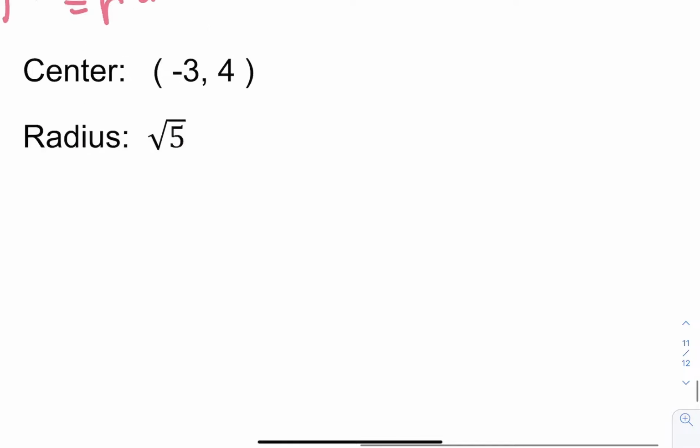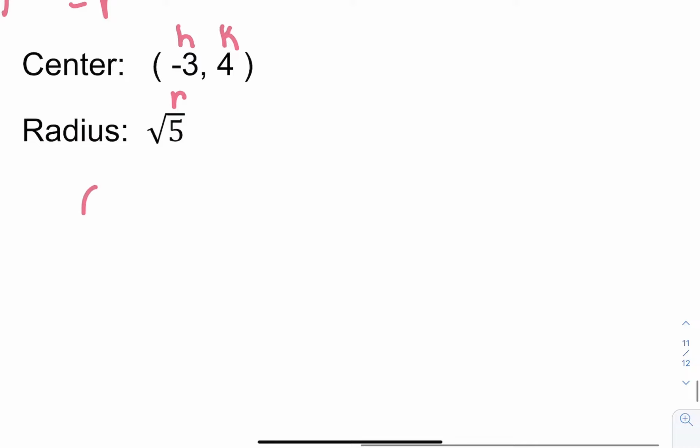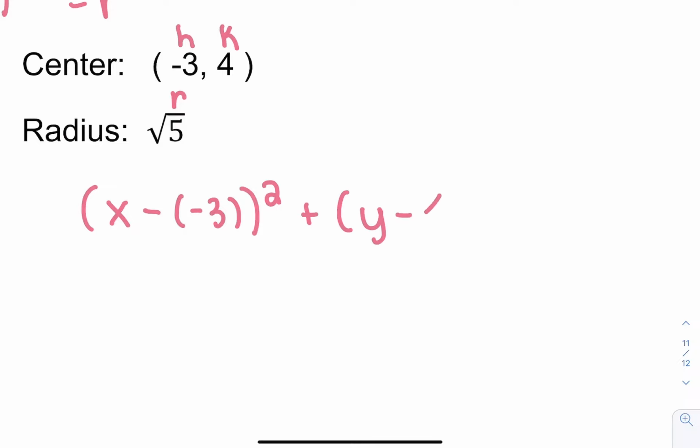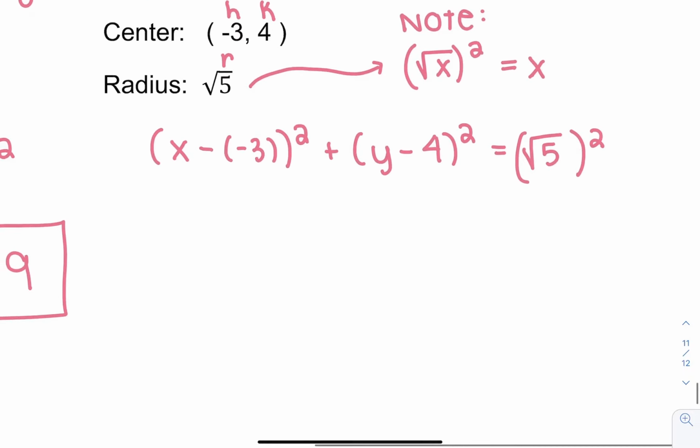So our center, I like to label it H, K, and I like to label my radius R. That means this becomes x minus negative 3 squared plus y minus 4 squared equals the square root of 5 squared. And you might be wondering, what is the square root of 5 squared? So here's a nice little reminder for you. If we square a square root, it cancels it out, so it becomes x. So if we square the square root of 5, it just becomes 5.